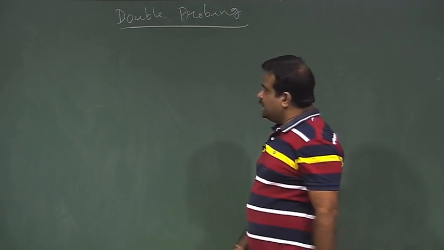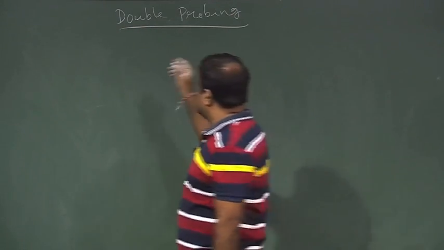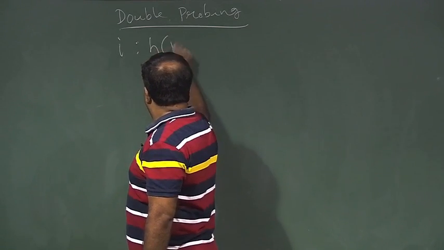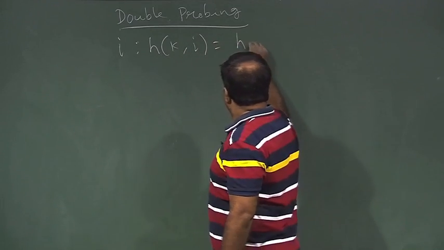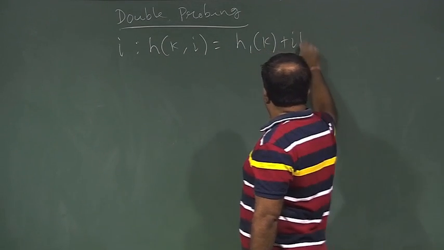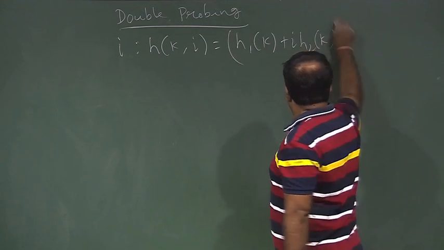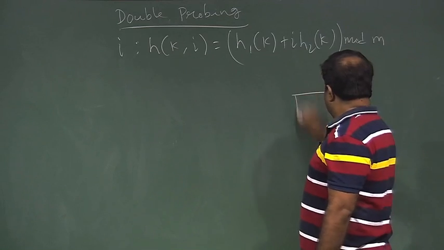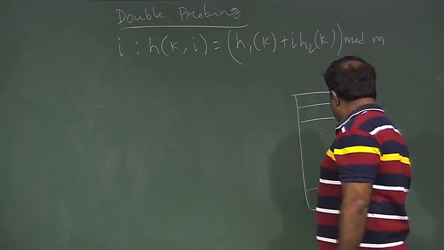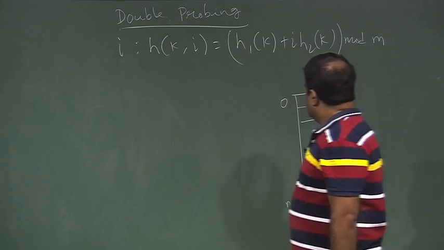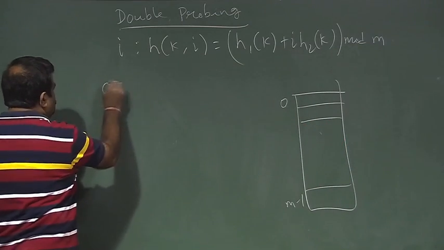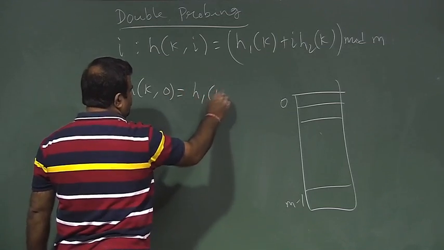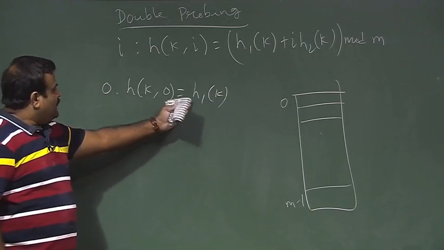In double hashing basically we use two hash functions, h1 and h2. So, the ith probe is basically h1 of k plus i times h2 of k, mod m. Okay. So, basically this is our table. In the zeroth probe, what do we do? h of 0 is basically h1 of k.